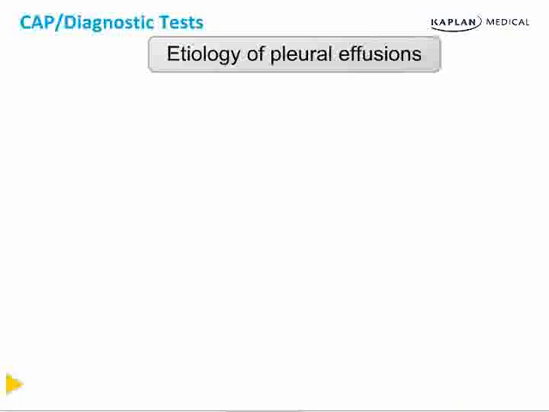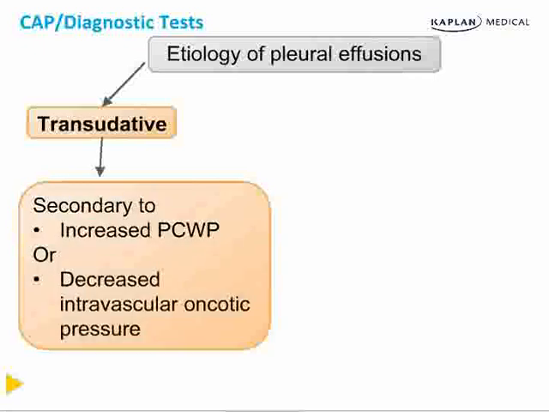With regard to the etiology of pleural effusions, we typically divide this into two categories, transudative and exudative. A transudative pleural effusion is secondary to either an increase in the pulmonary capillary wedge pressure or a decrease in the intravascular oncotic pressure. The bottom line is that in a transudative effusion, the capillaries themselves are working just fine. The issue is that the balance of Starling forces, that is, hydrostatic pressure and oncotic pressure, favors the exiting of fluid out of the vessels into the interstitial space and eventually into the pleural space.